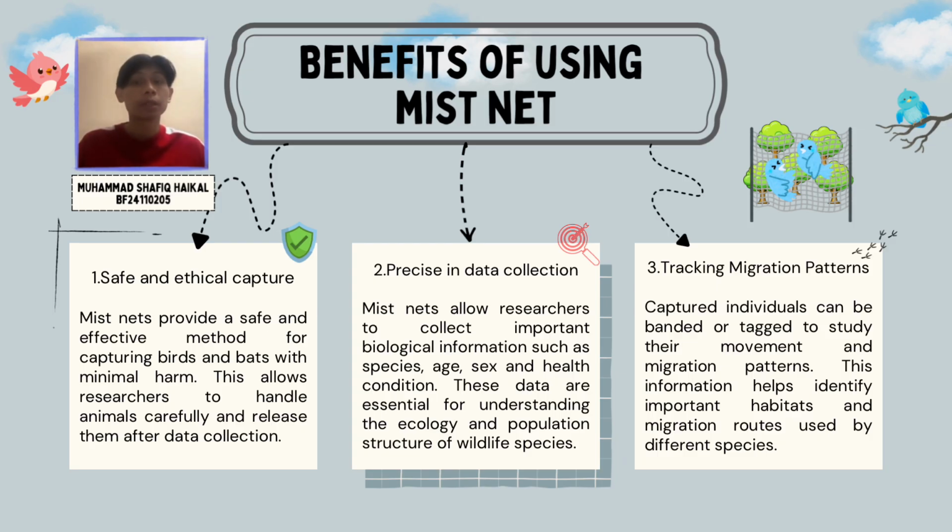The second one is precision in data collection. Mist nets allow researchers to collect important biological information such as species, age, sex, and health condition. These data are essential for understanding the ecology and population structure of wildlife species. The third one, tracking migration patterns. Captured individuals can be banded or tagged to study their movement and migration patterns. This information helps identify important habitats and migration routes used by different species. That's all from me. Thank you.